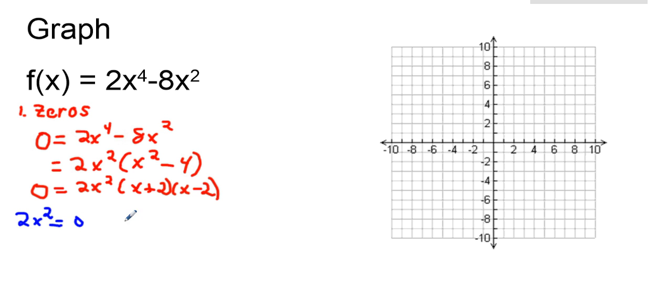Set each factor equal to 0 and solve. Now these last two factors we can actually see in our head. We can see that's going to be negative 2, because we're going to subtract 2 from both sides. And this one is going to be positive 2. I'm going to add 2 to both sides. So I'll quickly throw those solutions down.